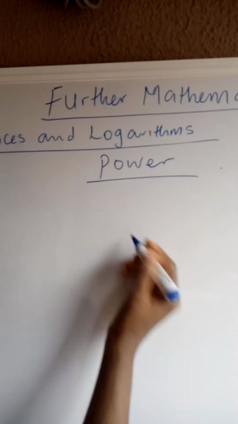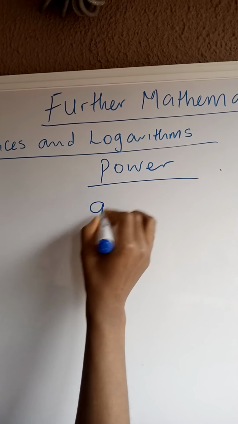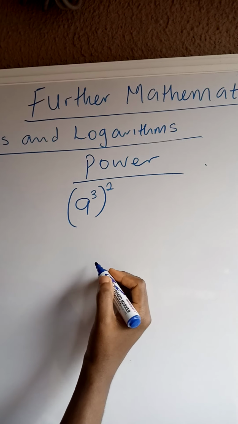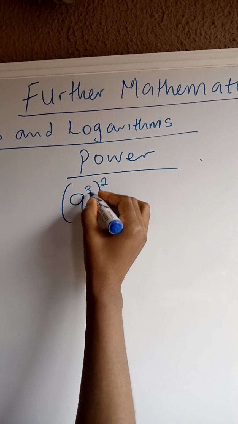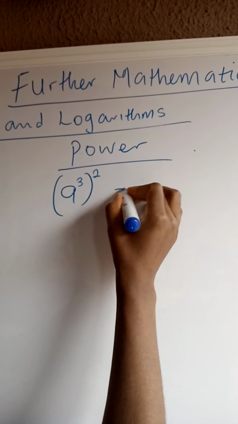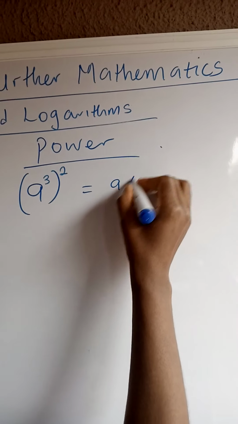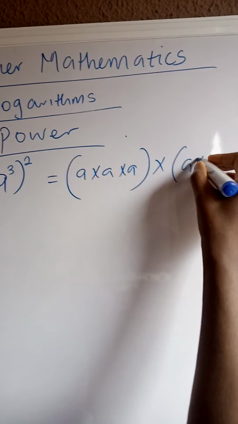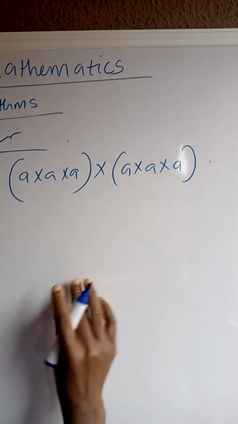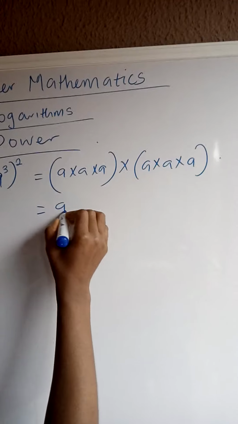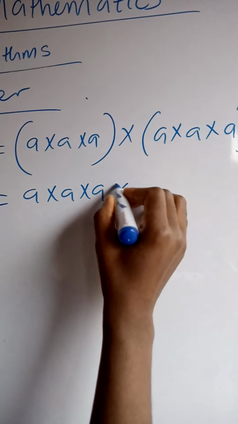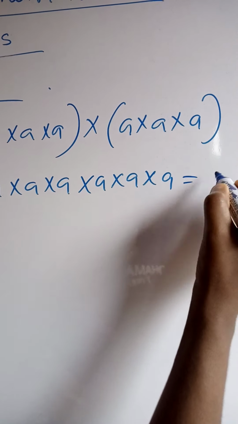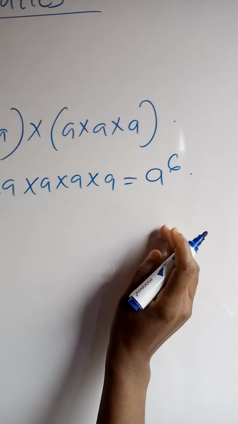In the law of indices, when you are having (a raised to power 3) raised to power 2, this means (a times a times a) times (a times a times a). So this means a times a times a times a times a times a. That's a in 6 places, so it's going to be a raised to power 6.